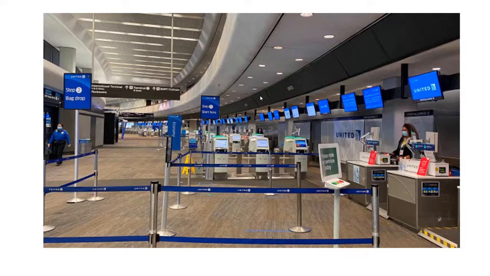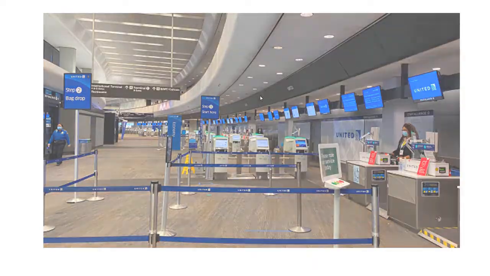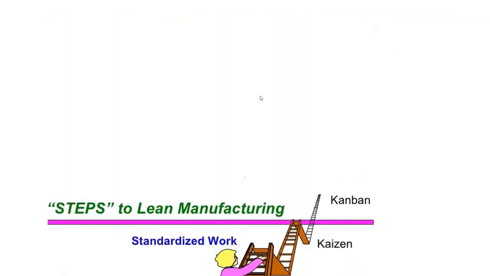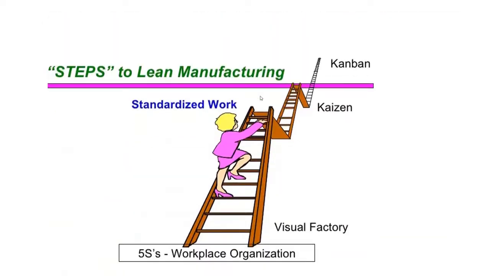This technique is a very basic technique in Lean, and if maintained it is very effective also. For any Lean tool the first step is to implement 5S. Without 5S the Lean tool will not give the results we expected. So nowadays each and every industry is practicing 5S in their company.